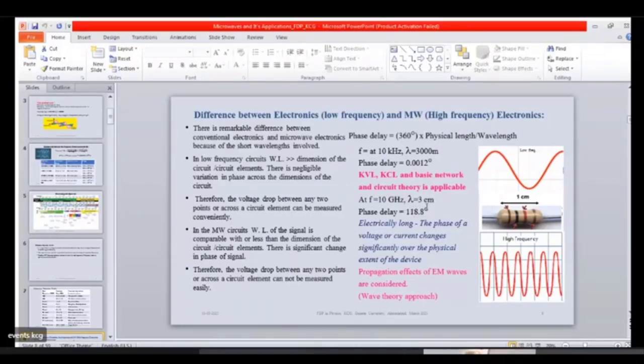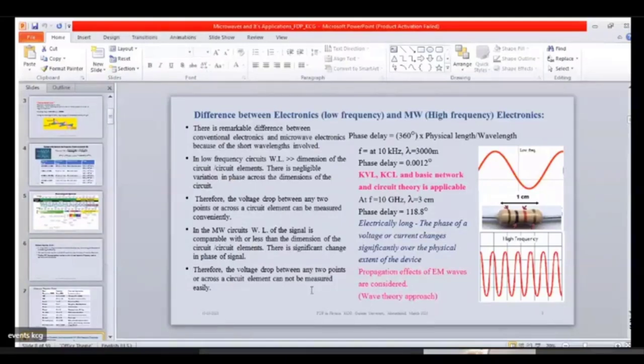So you see how much phase difference is produced for a signal of 10 gigahertz frequency. We can say that here the phase delay is appreciable. This shows the high frequency signal, and the wavelength is small, comparable with the dimension of this circuit element. Under this condition, the phase delay is appreciable. So under such circumstances, the propagation of the signal must be taken into consideration while analyzing the circuit. When we take the propagation effect, the analytical approach is called the wave theory approach. We are now considering the signal as a wave, and we have to take into account the propagation effect of the wave in the circuit.